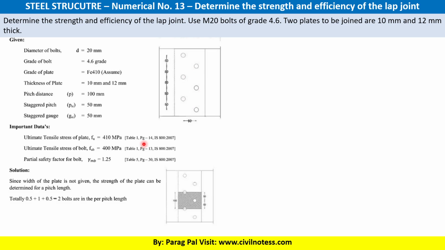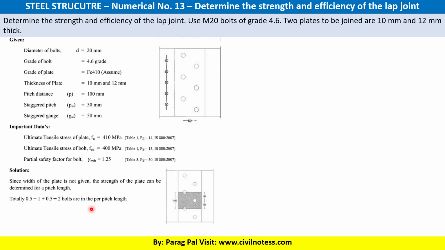So the important data is the tensile stress of the plate, Fu 410, I am considering. For the bolt, FUB is 400 megapascal and partial safety factor is 1.25. I am taking reference of all these IS code references, you can also refer to the same. Since the width of the plate is not given, the strength of the plate can be determined for a pitch length. So based upon the pitch length, we will be identifying the strength.